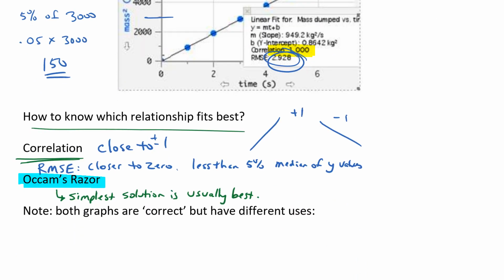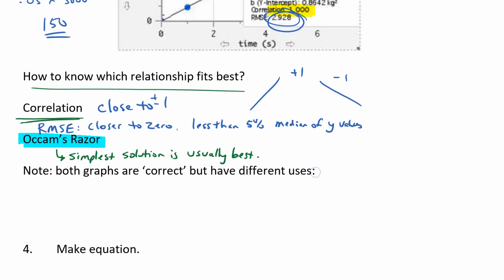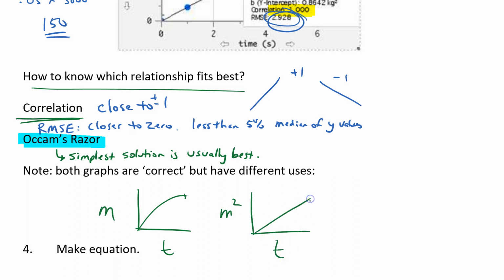Note, both graphs are correct, but have different uses. And what I mean by that, our first one was just mass versus time, that had this curve, and then we said mass squared versus time, in which it was a straight line. Both are correct. They both show the same data, and they both show that, hey, this looks like a sideways parabola. This one is good if you want to say, hey, as time increases, mass increases, but not as quickly. This one is great because the slope of this line is k, and so it's really good to find the formula for this because you've got the slope and you can figure out the answer.